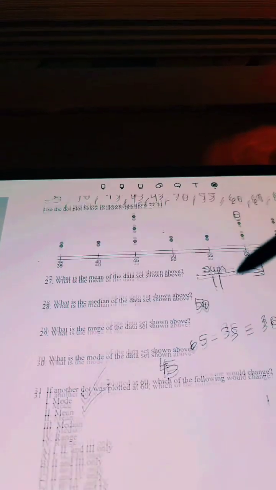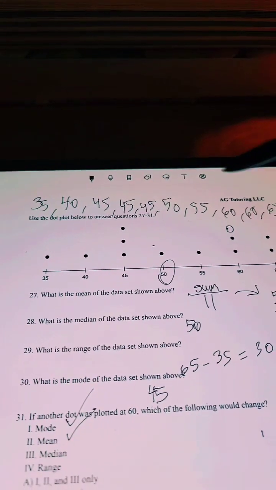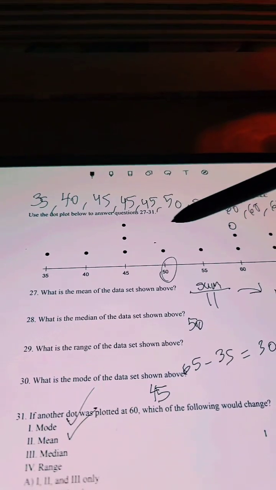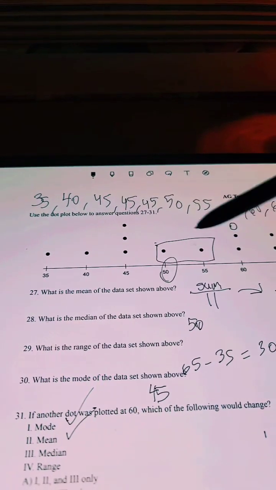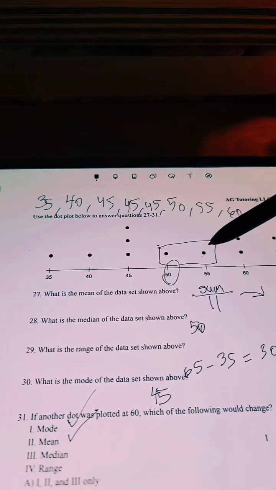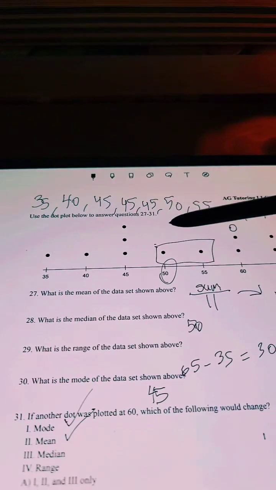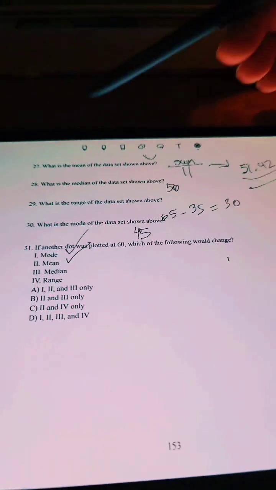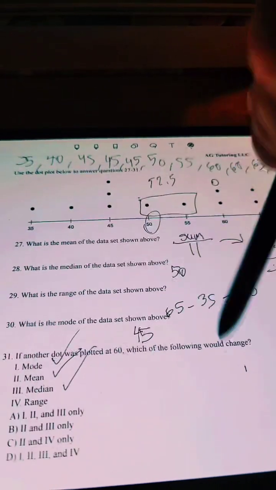And then the median is just going to be the middle value. So initially our median was 50, but if we add another 60 over here, then we're going to have an even number list. So then it's going to be between these two values as our middle value. So then we have to add up 50 plus 55 divide by 2. So then it's 52.5. So median does change.